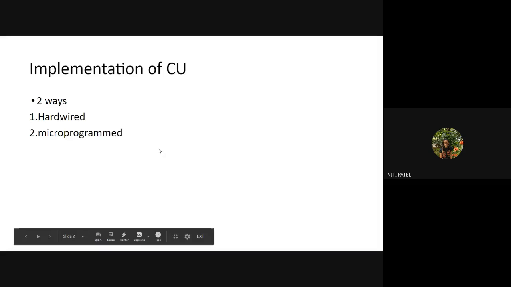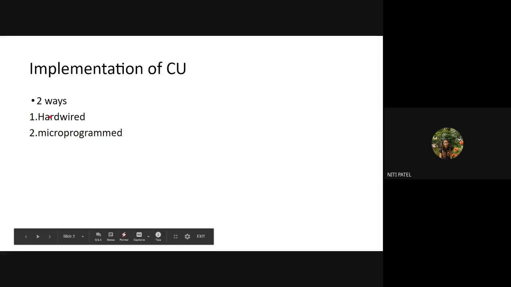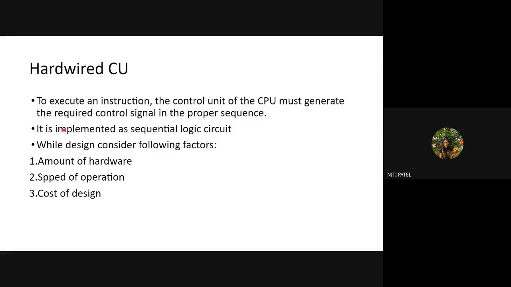Okay. So how is it implemented? Your control unit is implemented in two ways. The first is the hardwired type of implementation, and the second is the microprogram type of implementation. So these are the two ways, the hardwired part and the microprogram part. Both of these can be used for implementing or designing your control unit. Now let us first see the hardwired control unit.